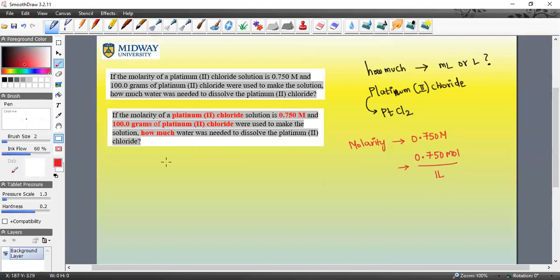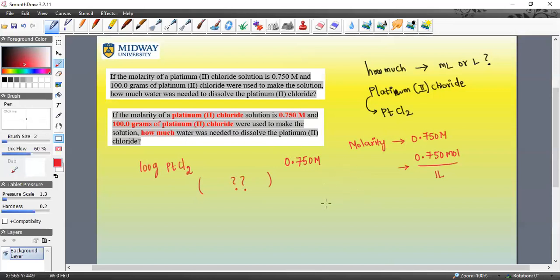What they are really asking is, you started with 100 grams of platinum 2 chloride, and then when you dissolved it in so much water, you ended up with 0.75 molar. What has happened in between? That's what they want to know, right?